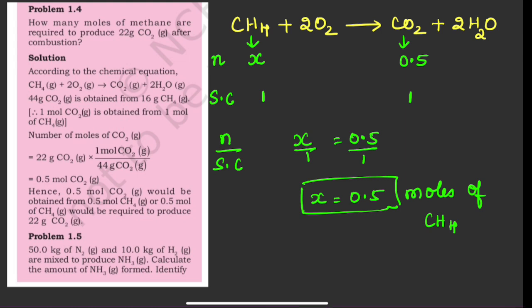So let us see in the textbook what is given. You can see here, hence 0.5 moles of carbon dioxide gas would be obtained from 0.5 moles of methane. So how many moles of methane are required? Here they are saying 0.5 moles of methane would be required to produce 22 grams of carbon dioxide. So the answer is 0.5 moles. So 0.5 moles of methane is required to produce 0.5 moles of carbon dioxide.